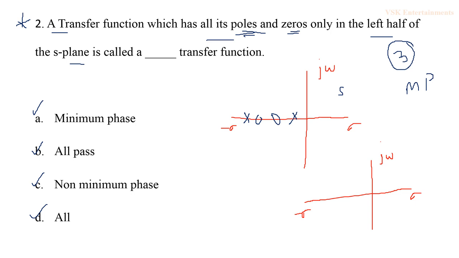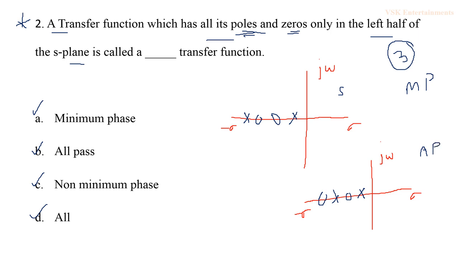And second one is, if the poles and zeros lie in the pole zero pattern, that is one pole, one zero, one pole, one zero. If the poles and zeros lie in pole zero pattern, then the transfer function is called as all pass transfer function.